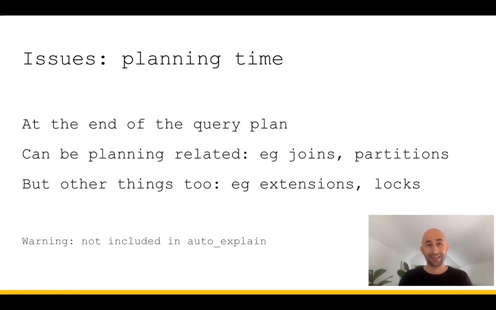So first up is planning time. Now, as the name suggests, this can be planning related and often is. So it could be the number of joins that you're doing in Postgres, having to look through all the permutations of which order would be best to do those in. It could be partition pruning related. And I admit I don't fully understand this. I believe, and I've seen people mention that this can also be extensions reporting some of their overhead as planning time, or even Postgres waiting on locks and reporting that as planning time.